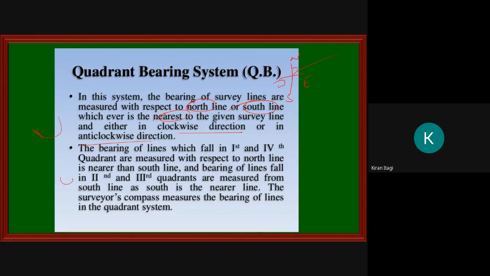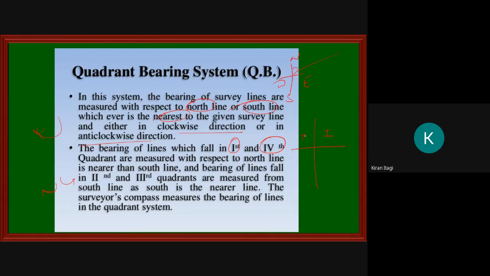Here you can take it as either in clockwise direction or in anti-clockwise direction. The bearing of the line which falls in the first quadrant and fourth quadrant is measured with respect to north. Here, we will reverse the procedure. Initially, what we were doing?